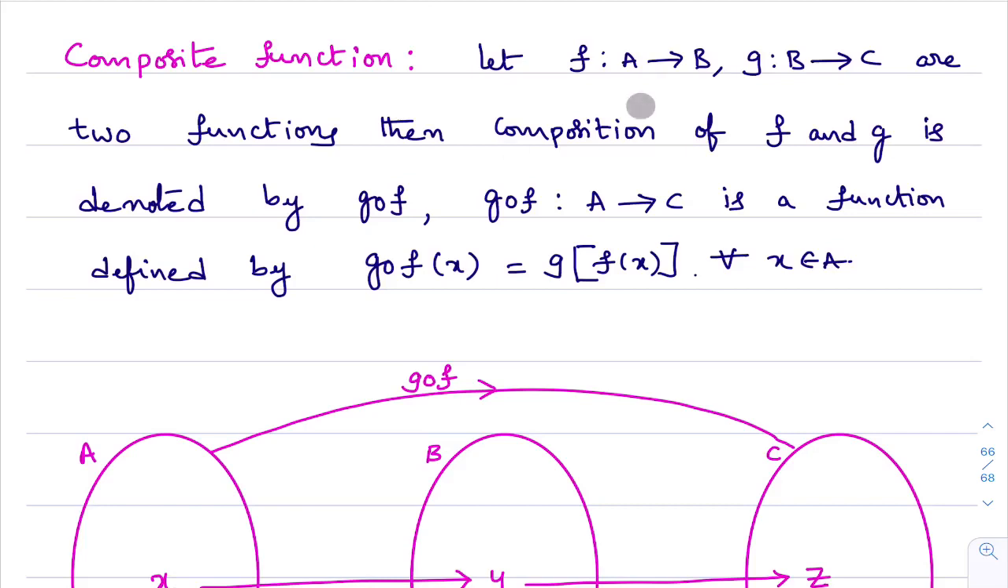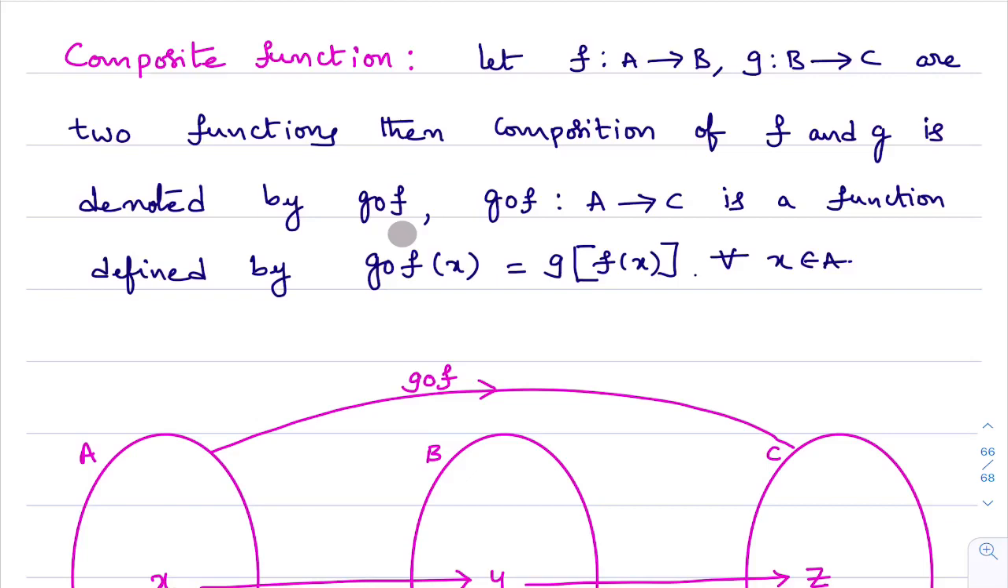You observe the definition of composite function. F from A to B, G from B to C are two functions. You know what is the definition of a function. F from A to B, G from B to C are two functions. Then composition of F and G is denoted by G circle F.